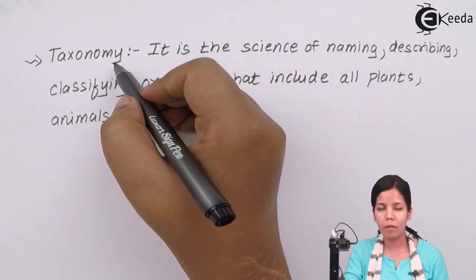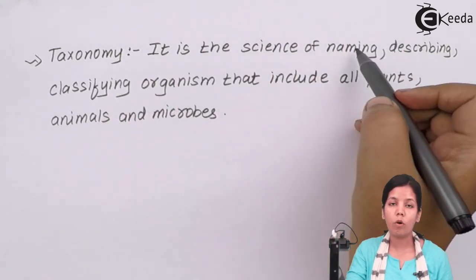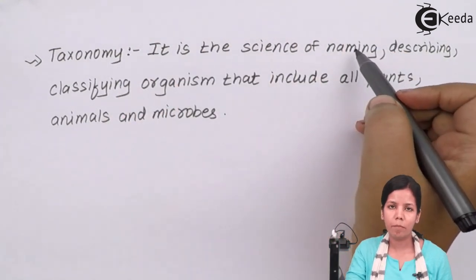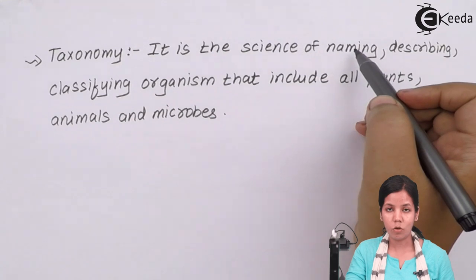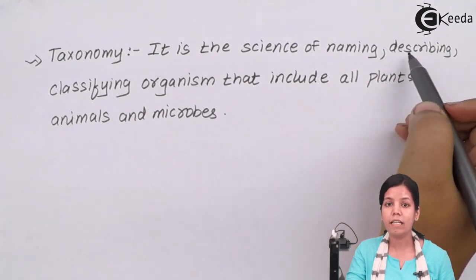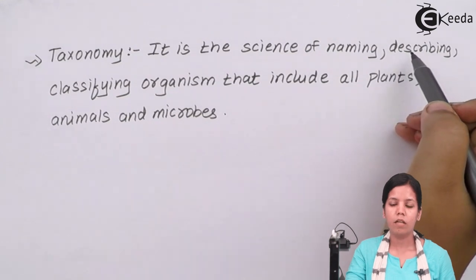Taxonomy. Taxonomy is nothing but the process of naming. It means the process of giving binomial nomenclature, or giving species name and genus name, to an organism. When Carl Linnaeus gave binomial nomenclature, taxonomy was one part of that. Apart from naming, taxonomy believes in describing organisms.